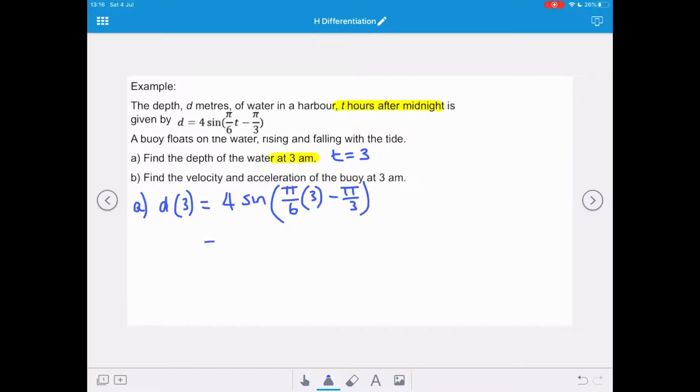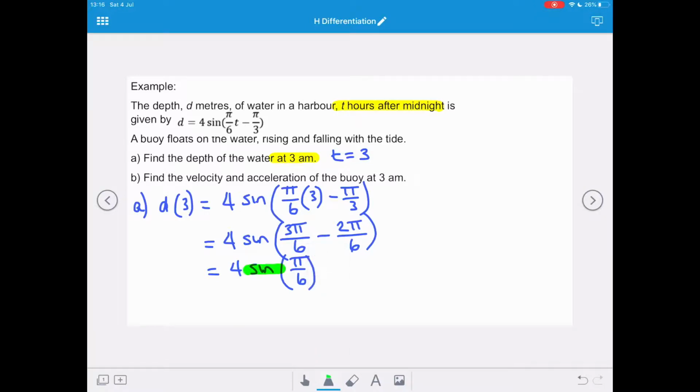And if we simplify the inside of that bracket, we're going to get 4 sine of 3 pi over 6 minus 2 pi over 6, so that we've got the common denominator, which gives us 4 sine of pi over 6. Now we're going to have to use our exact value triangle.